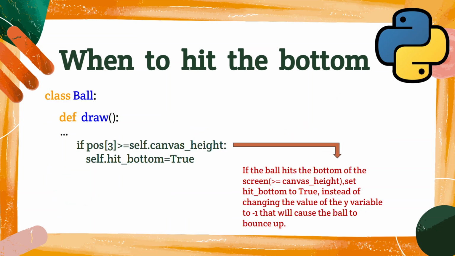Next, it is important to check if the ball hits the bottom of the screen. If the ball hits the bottom of the screen, its y-coordinate, also known as pos3, must be greater than or equal to canvas height. If the position y meets this requirement, set hit bottom to true, rather than changing the variable of the y value to -1 in the previous program.